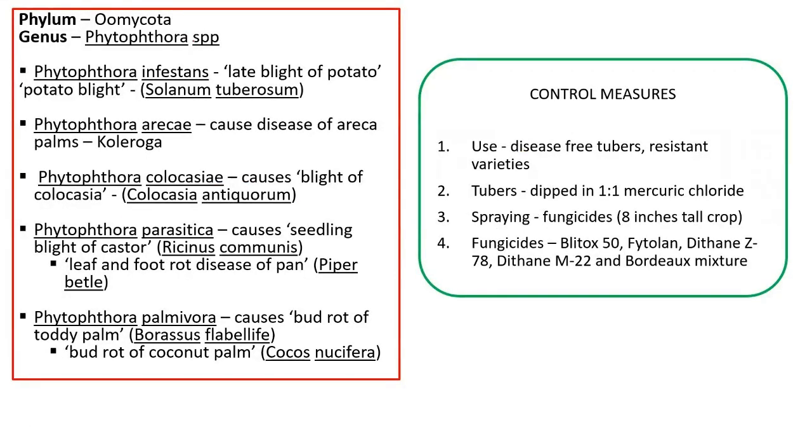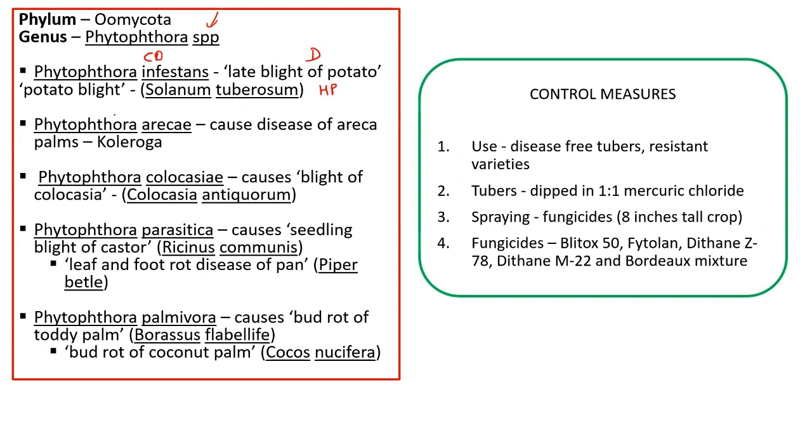Then we move on to the type study, and the first one is Phytophthora. Phytophthora infestans causes late blight of potato in Solanum tuberosum. You should be knowing the host plant, the causal organism, as well as the disease name. So these three things you should be knowing.